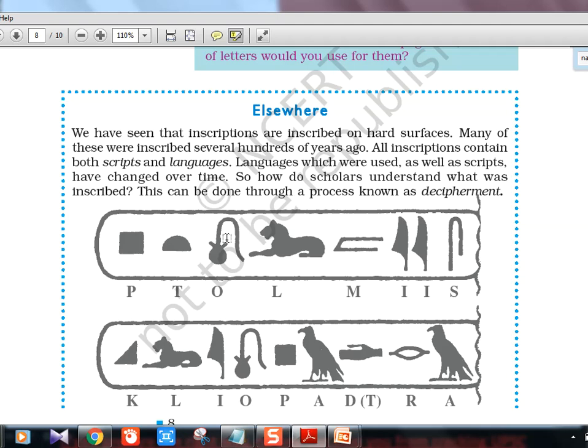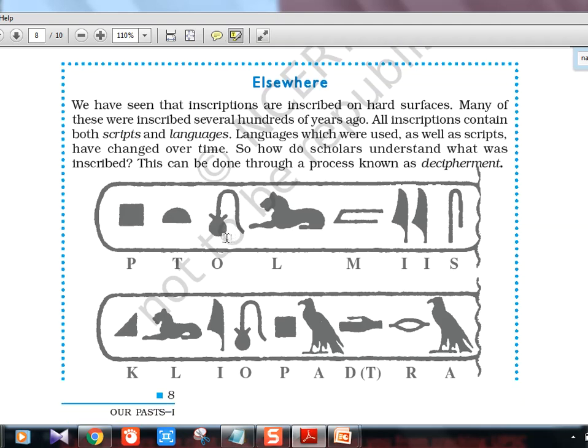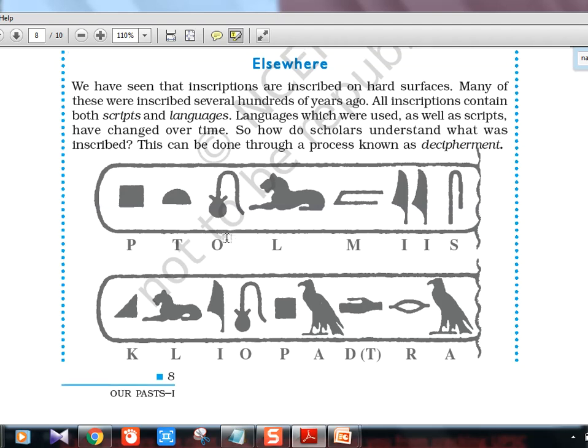Again, these are good things. A lot of scripts were discovered from other places, not only in India, they're showing different things. Here, if you see different pictures, they keep them together and understand, okay, this stands for this letter. So they are trying to decipher. Decipher is the term. Here it is mentioned, the process known as decipherment. That is, they're trying to crack a particular code. That is how they come to know different languages.